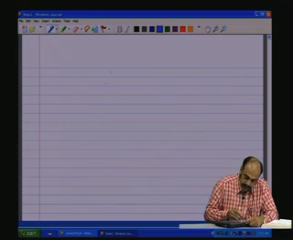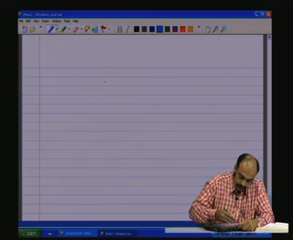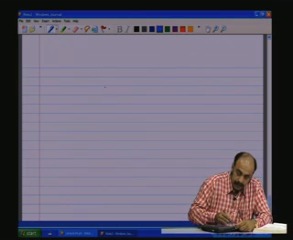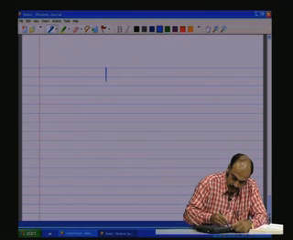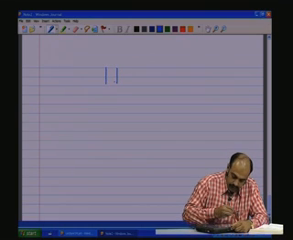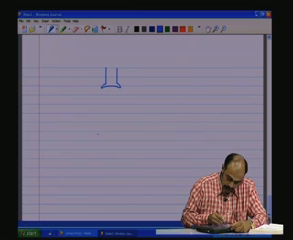So, let us say we have a pole which is like that, and the other end of the pole which is like that.